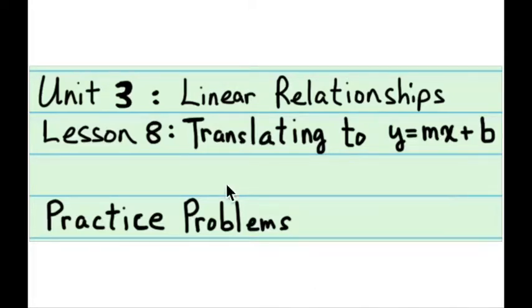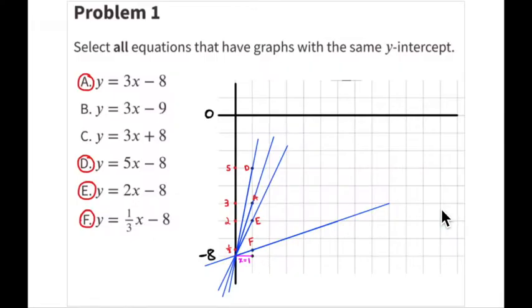These are practice problems for lesson 8, translating to y equals mx plus b. And this is problem number 1. In this problem, you're supposed to select all the equations for graphs that have the same y-intercept. That means where they cross the y-axis in the same spot, in the same place.